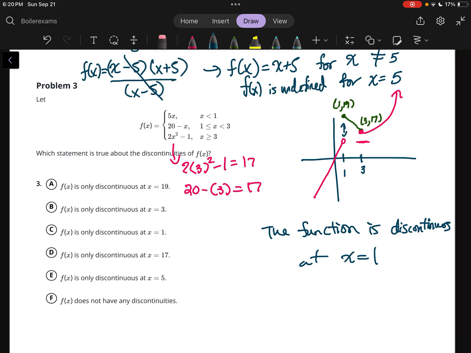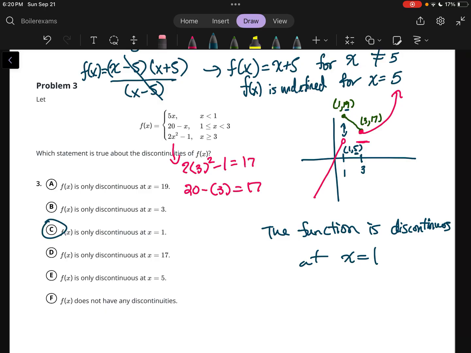An easy mistake here would be to say that a function is discontinuous at x equals 5 or x equals 19 because the y-coordinate is 19 for one function and the y-coordinate is 5 for the other function. But what we are considering is the x-coordinate. So that's why the answer for 3 is C.